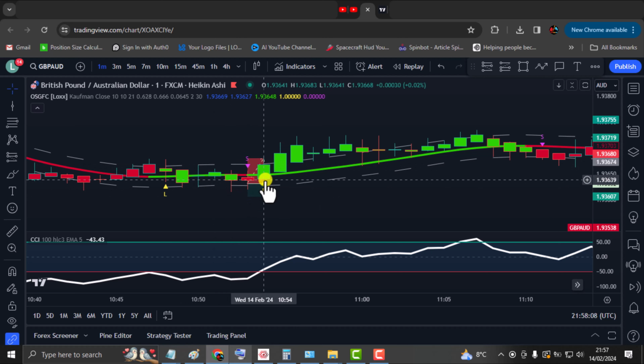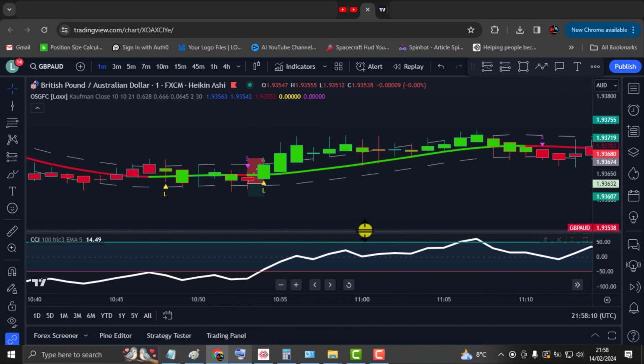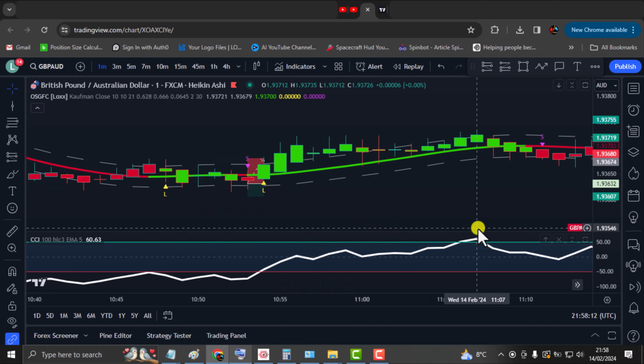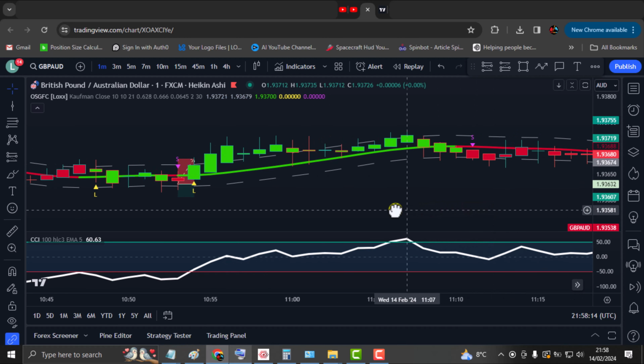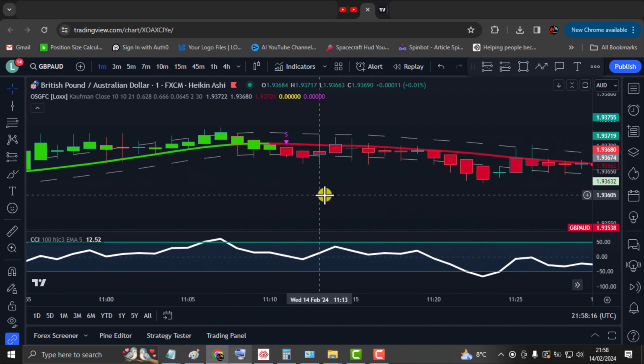Do we take this buy? No, we're not, because in order for us to buy, it has to be above somewhere here, above the green line. So we're not going to have that buy.